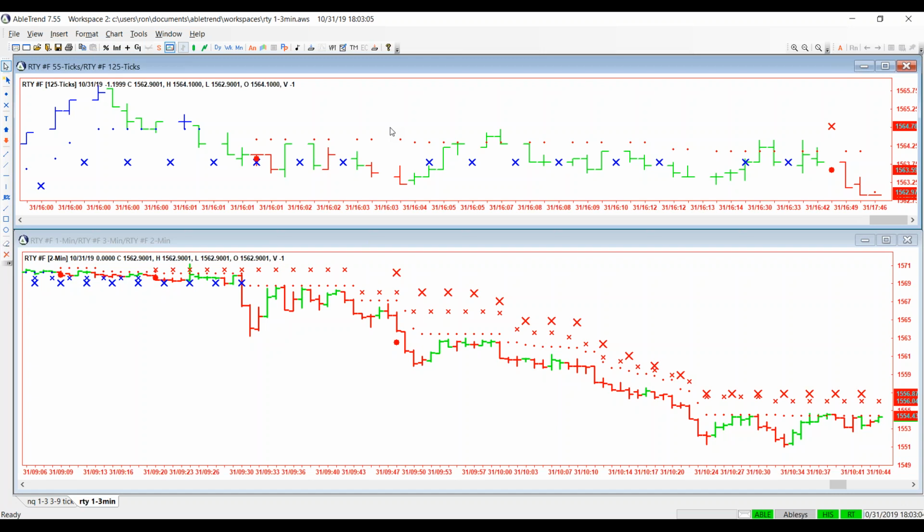Anyhow, let's take a look at this because, again, same colors and dots, same rules. Really doesn't matter what chart we look at. And AbleTrend works just the same whether you trade stocks, or you could do long term. Some people have no interest in intraday, and that's perfectly fine.